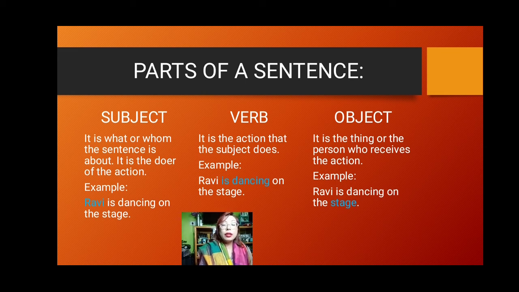So these are the parts of a sentence. Now students, the topic which we have taken today is subject-verb agreement. The subject and the verb need to agree, meaning they need to have the same thought in order to give a clear meaning to the reader. Okay, there should be an agreement, a good match of the subject and the verb. For this, there are three important rules which we will be seeing.